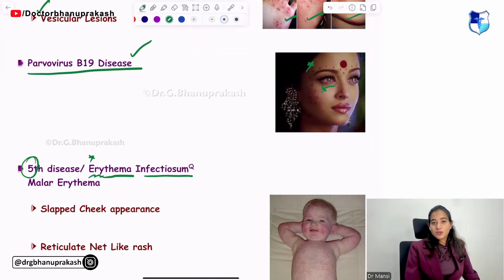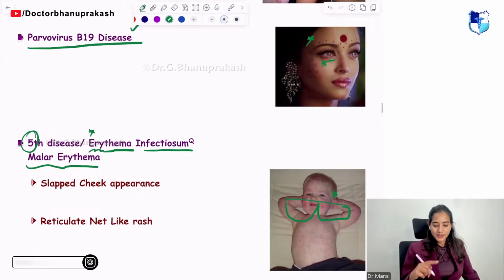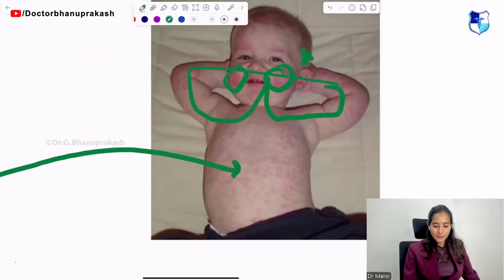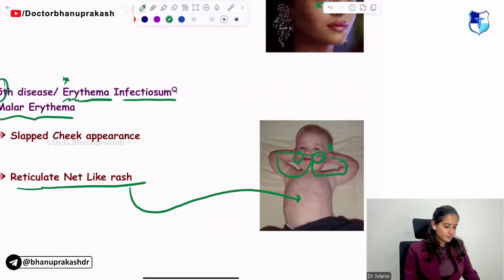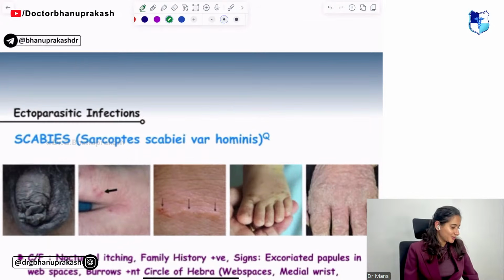So this is caused by parvovirus B19, and this has your classical malar erythema. So this baby has erythema infectiosum, the fifth disease, and you can also see he is lying in a state where B can be seen. So this will remind you of parvovirus B19 disease. So slapped cheek appearance, you can appreciate that, which is there on the face, and the reticulate net-like rash present on the abdomen of the baby. I don't know who slapped her, but all I wanted you to remember is the mnemonic.